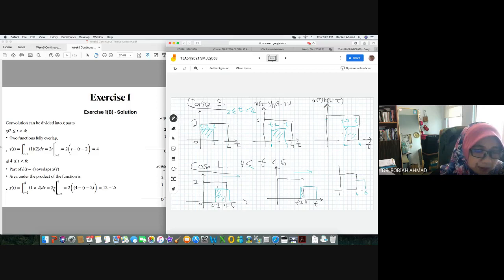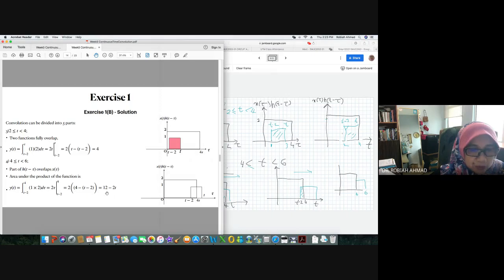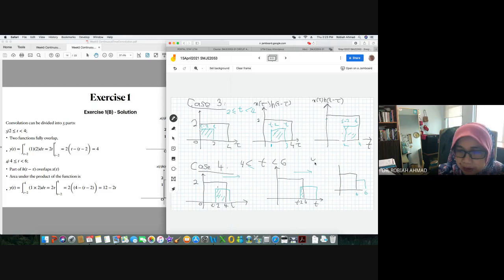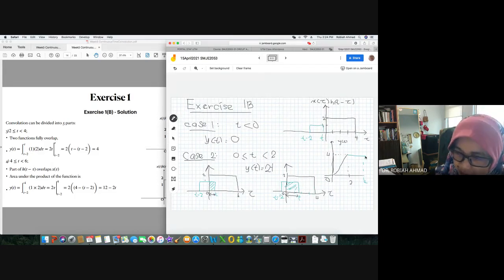And then when we substitute the values as usual for the integration, I don't have to explain that. So we have about 12 minus 2t. Okay, so y(t) we will get 12 minus 2t, and then if you continue, this is what we have. It's minus. Okay, doesn't fit, 6. Okay, this one earlier was 2t. This one is 12 minus 2t.